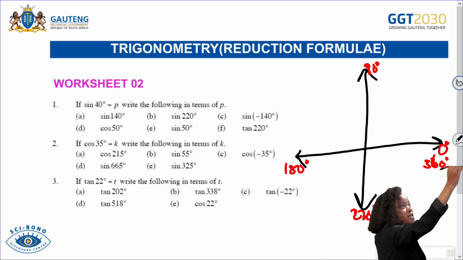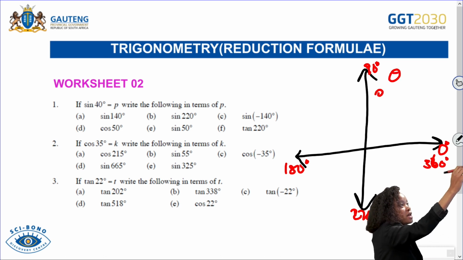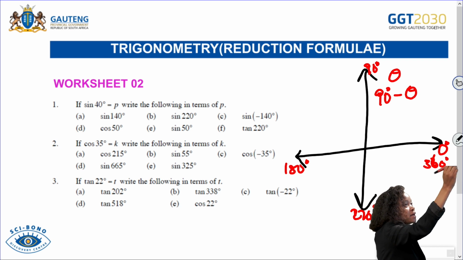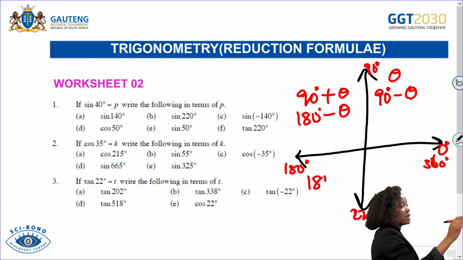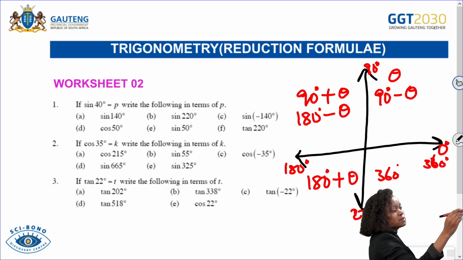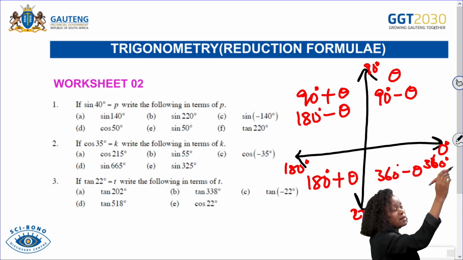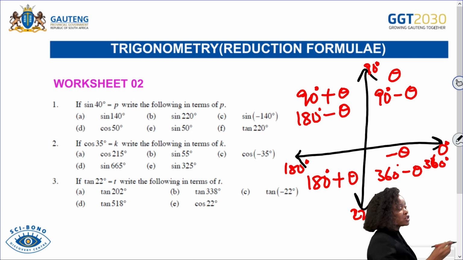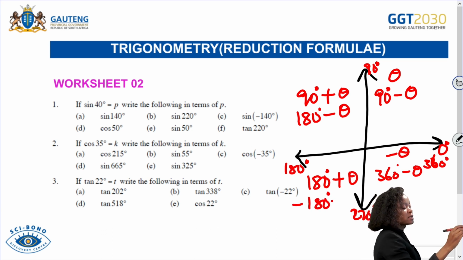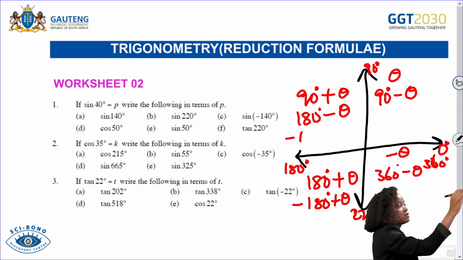So you say in the first quadrant you've got theta, right? And then you say 90 degrees minus theta. And then in this one you'll have 90 degrees plus theta. Then you'll get 180 degrees minus theta, right? And then here you've got 180 degrees plus theta. And in this quadrant you've got 360 degrees minus theta. Then you've got negative theta if you are going in an anti-clockwise direction. And then you've got negative 180 degrees plus theta. And then you've got negative 180 degrees minus your theta.